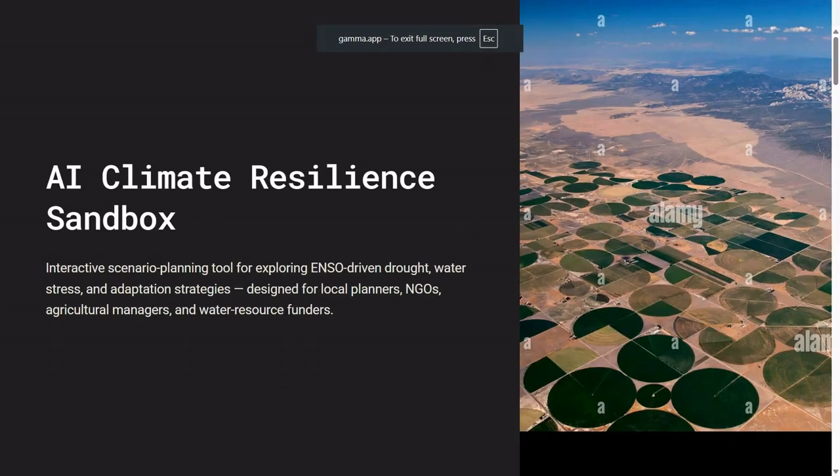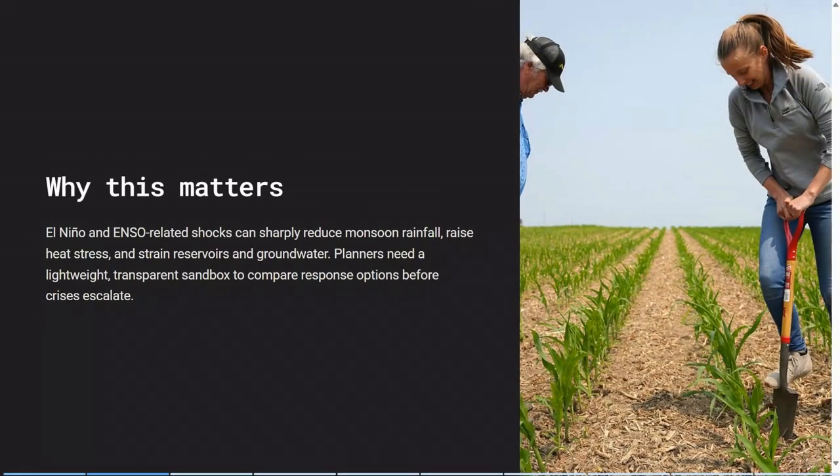Hi, we are presenting AI Climate Resilience Sandbox, an interactive scenario planning tool for exploring climate risks and adaptation strategies. Our project focuses on ENSO-driven drought and water stress, especially conditions linked to events like El Nino. These events can affect rainfall, heat stress, crop yields, reservoir storage, and groundwater pressure.